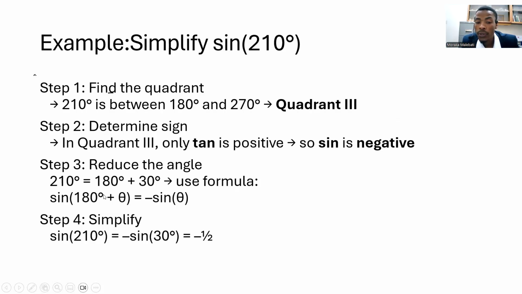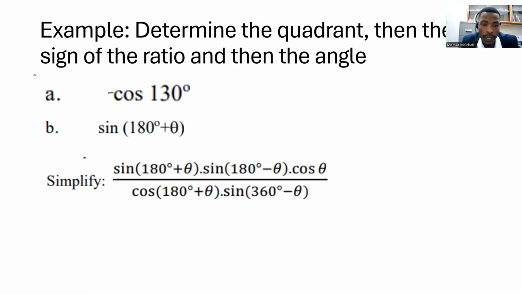It means you did your reference angles, then now you have got your sine 30, which you can use special angles. All right, and then this one is the last thing that we're going to deal with. They said determine the quadrant, then the sign of the ratio, and then the angle. All right, so this is just to sum up everything that we learned today.